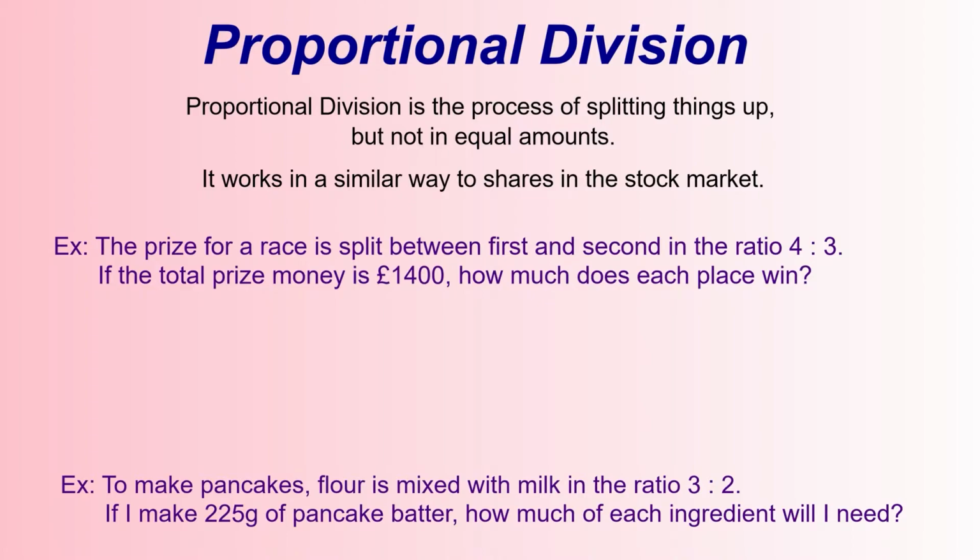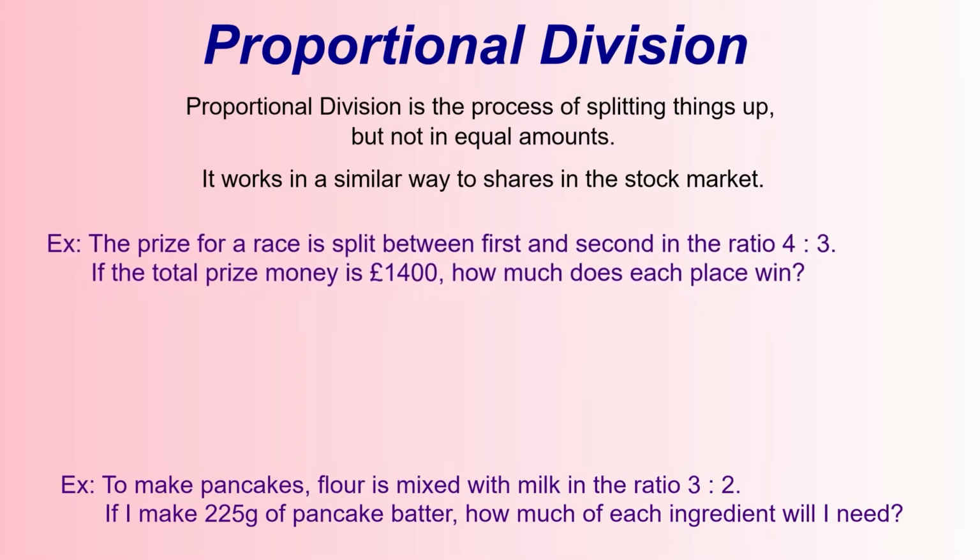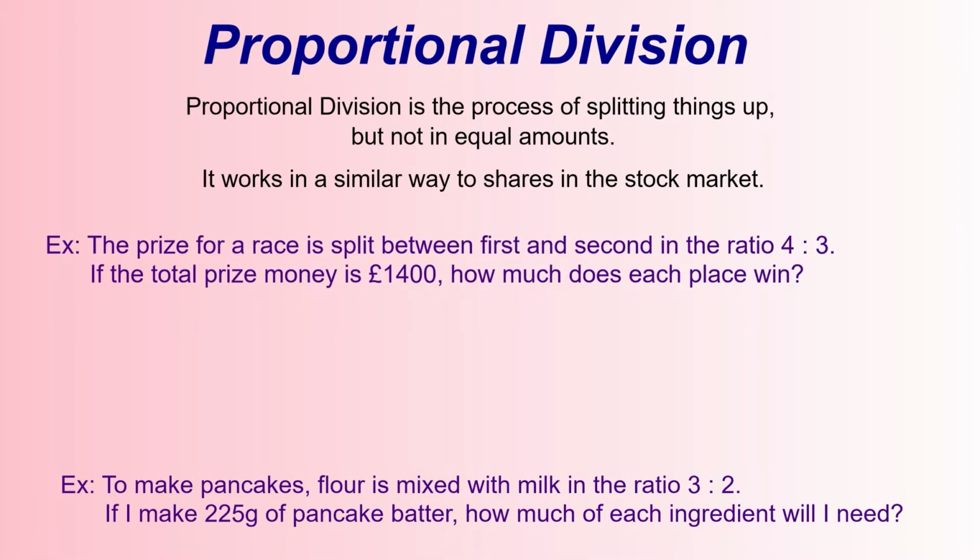So that makes sense. If the prize money for a race or any kind of competition, normally first place would get more, second place slightly less, and third place slightly less, and so on. So we've got a split of 4-3 here, and if the total prize money is £1,400, how much does each place win? So let's have a look at the information here. The ratio is 4-3, and the prize money is £1,400.